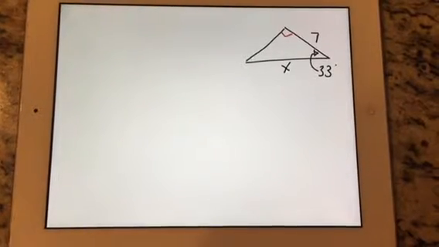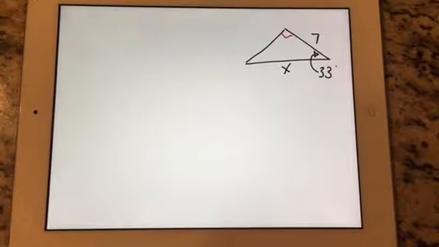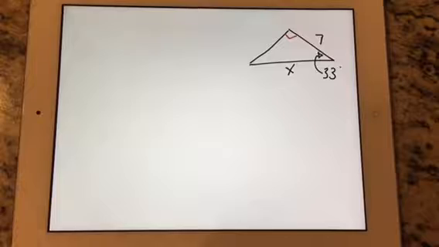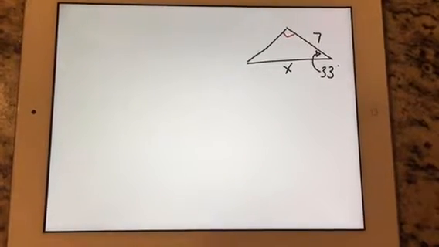All right, let's look at another example. This triangle is flipped around a little bit, but it's still the same thing. I'm looking for this side x. I have a 33-degree angle, and I have another side, 7. So I have to label my two sides.